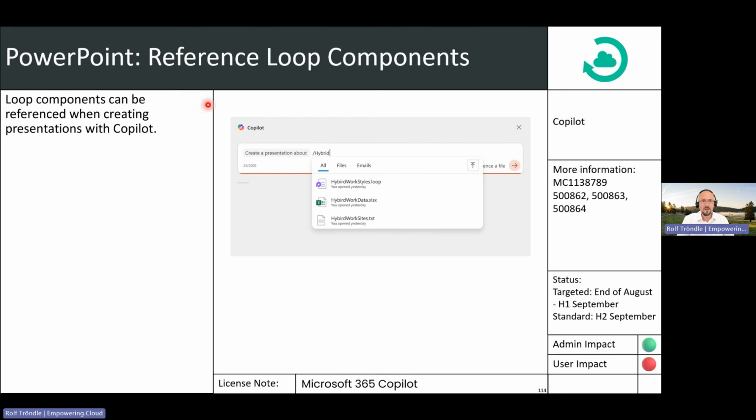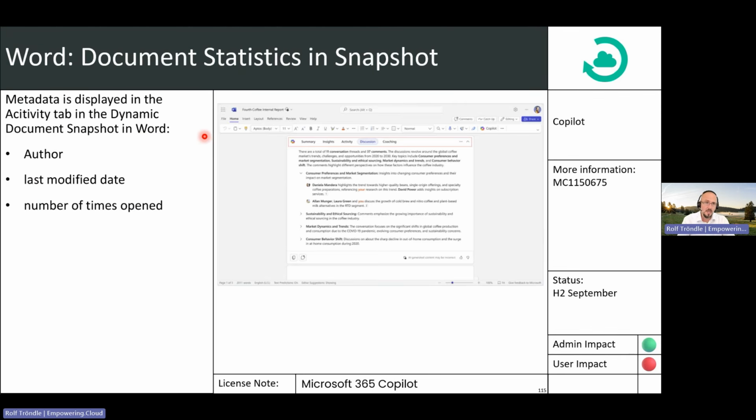PowerPoint can now reference or use Loop components when creating presentations with Copilot. This is only for creating presentations. Microsoft always distinguishes these changes. Probably next month I will announce that if you create a slide with Copilot, you can reference Loop components. So this change now only applies to creating whole presentations with Copilot, and then you will be able to reference a Loop component.